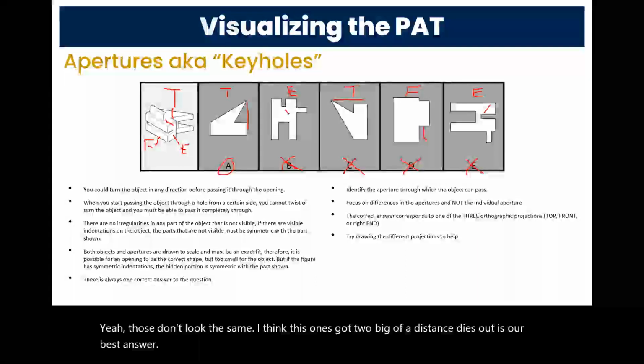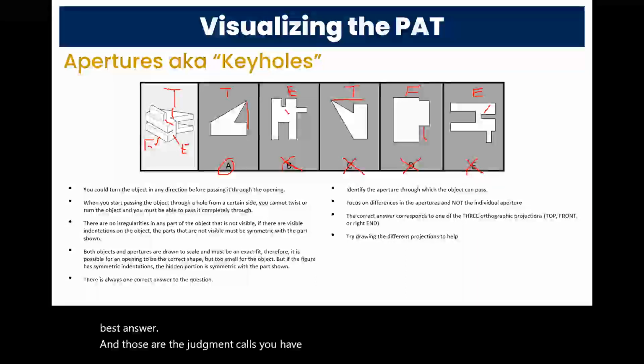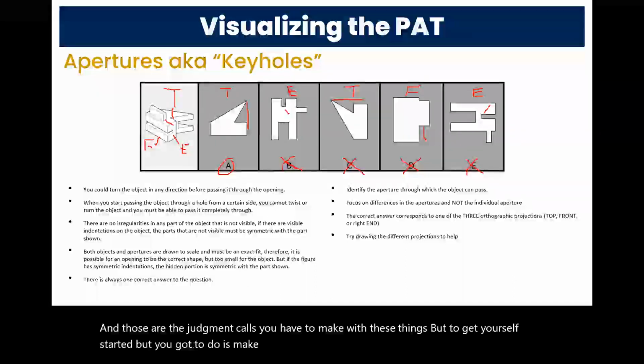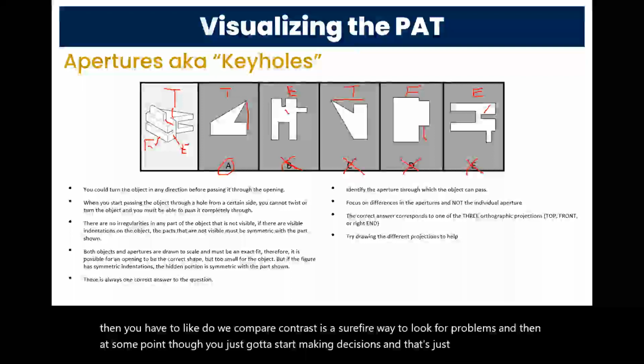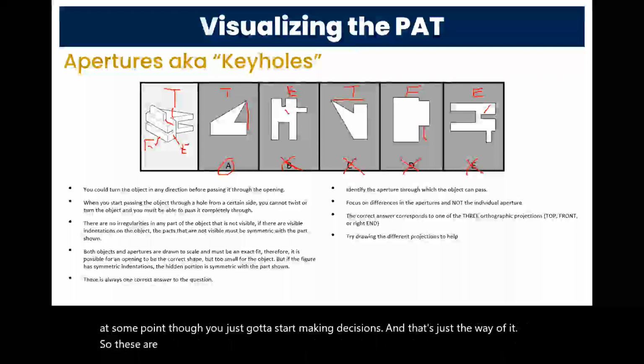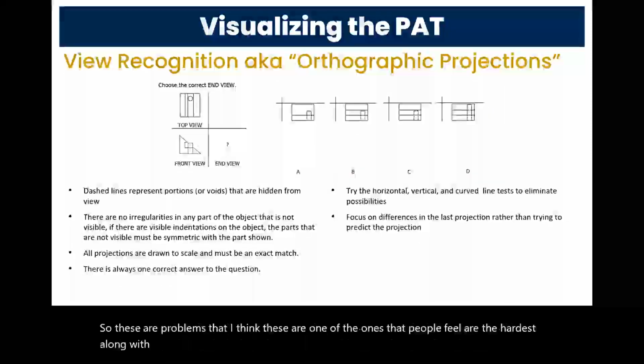And those are the judgment calls you have to make with these things. But to get yourself started, what you've got to do is make a decision of what view it should be matching with. And then doing compare and contrast is a surefire way to look for problems. And then at some point, though, you just got to start making decisions. And that's just the way of it. So these are, I think, one of the ones that people feel are the hardest, along with the next type, which is the orthographic projections.